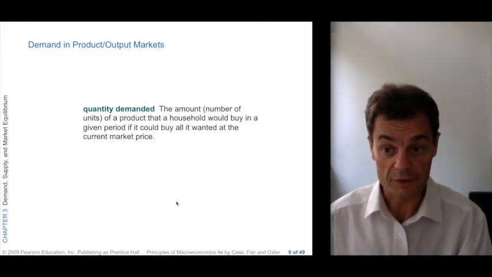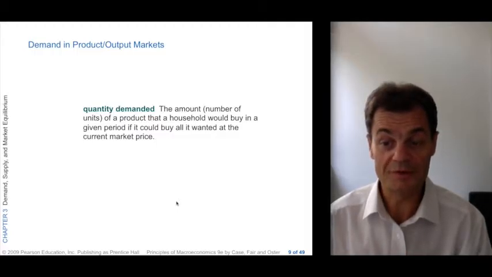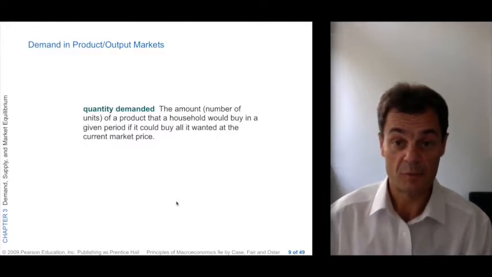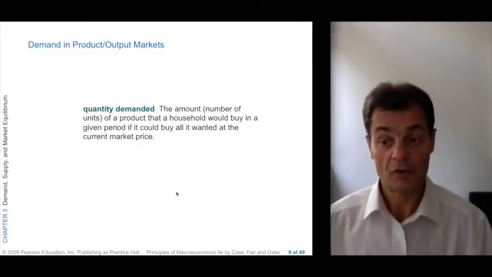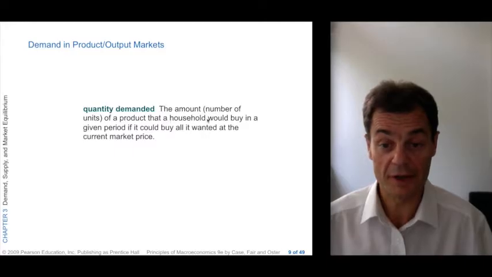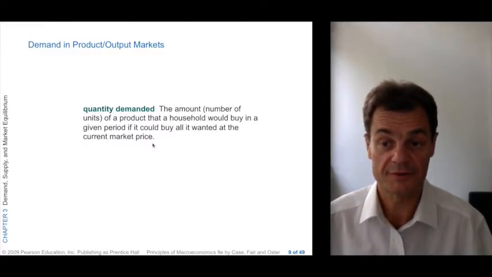But before we go into that, it is important to note the difference between quantity demanded and the other elements, which we will see later. The quantity demanded is the amount, that means the number of units. It's a question of volume. The amount or the volume of product that a household would buy in a given period if it could buy all it wanted at the current market price.